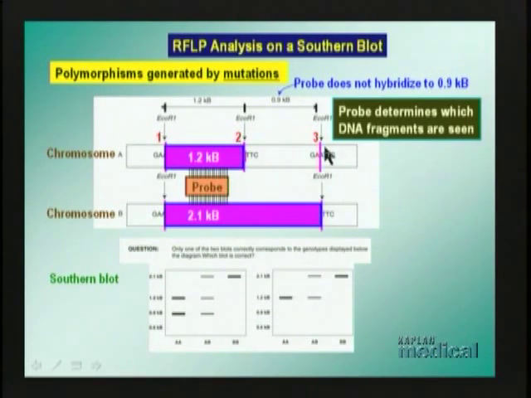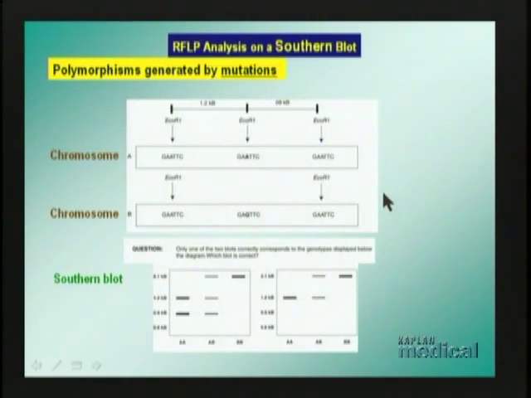What I would like to do now is carry this one step further. How can we get a Southern blot which does look like the one shown here on the left? So what I'd like to do here is now erase most of this material. Let's get rid of it. And now illustrate how the Southern blot shown on the left could be the answer.